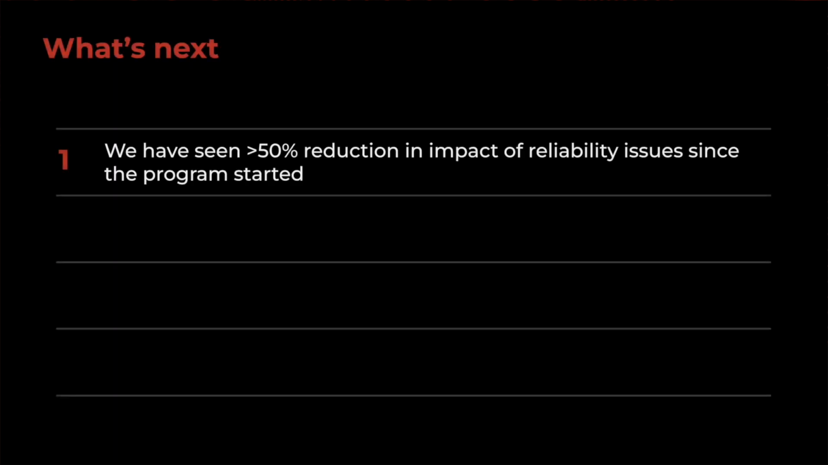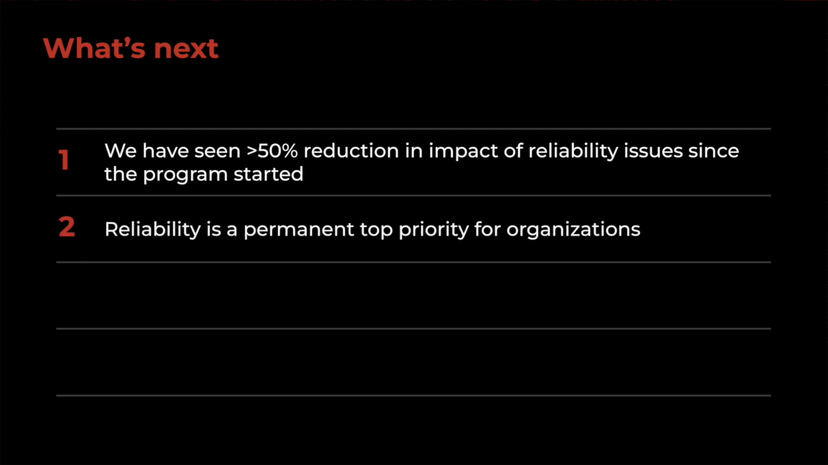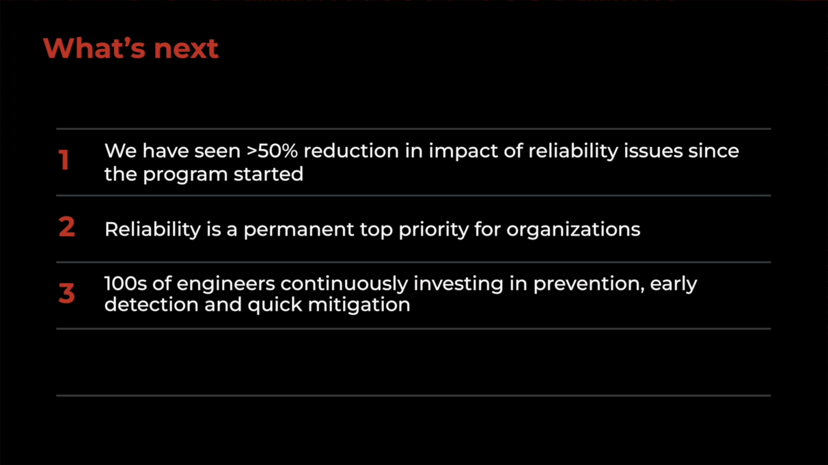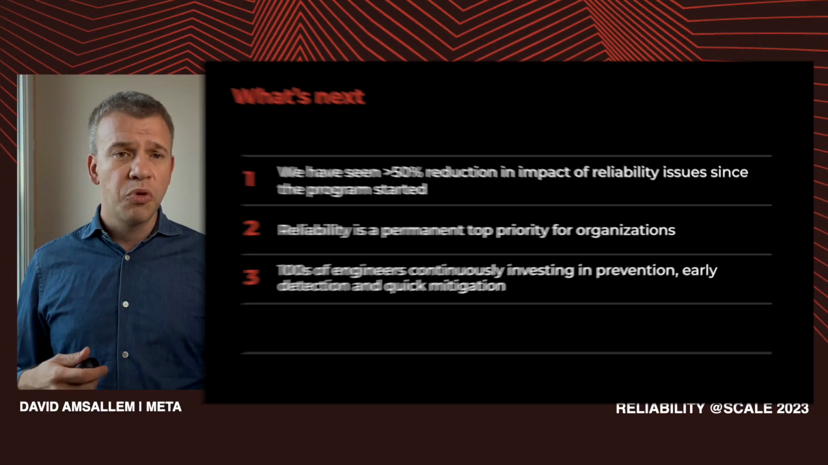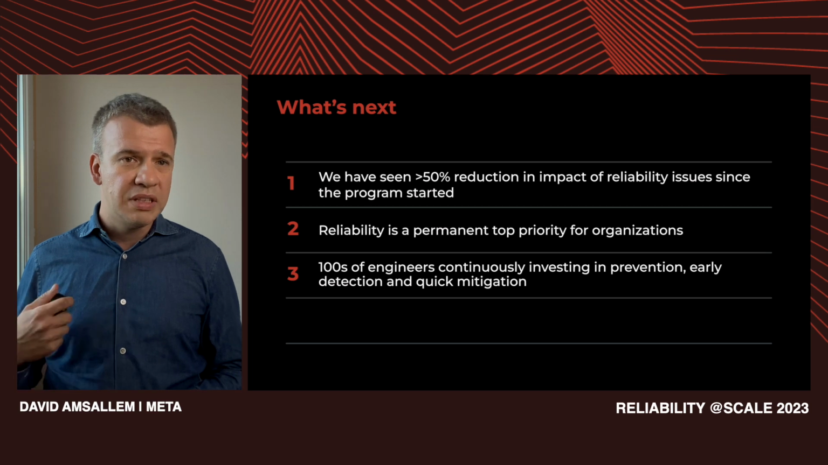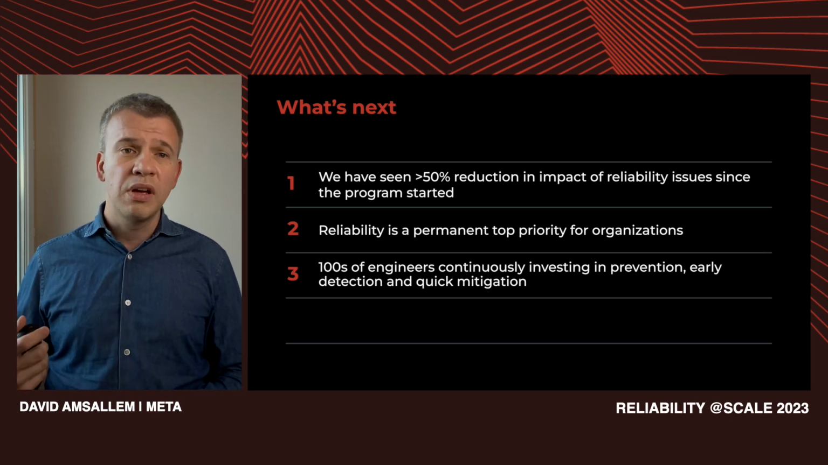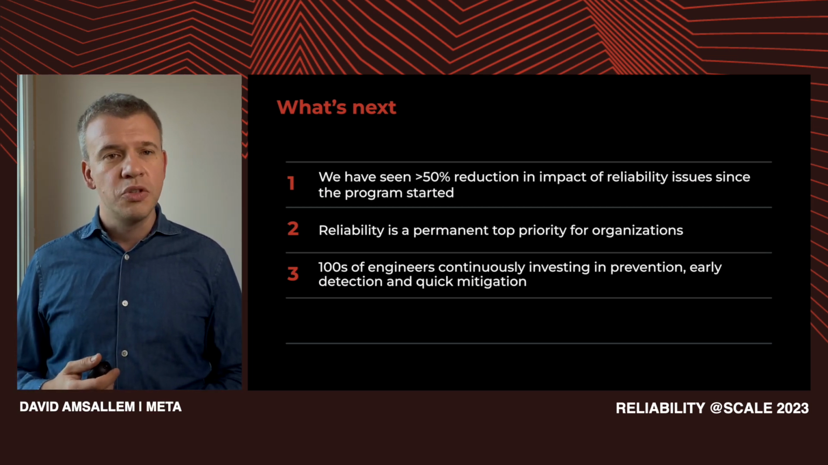So what's next? Since this program started, we improved reliability of our system by more than 50%, but things are not done yet. Just maintaining this state requires investment, and it's a permanent top priority for our teams to have an optimal state of reliability. We do have hundreds of engineers who are continuously investing in preventing issues, creating better detection mechanisms, and improving our ability to quickly mitigate issues when they happen.